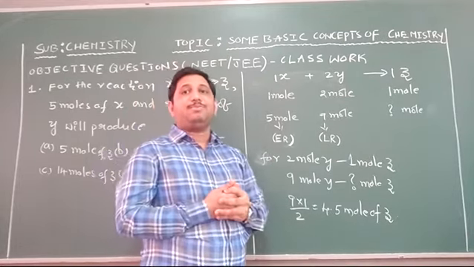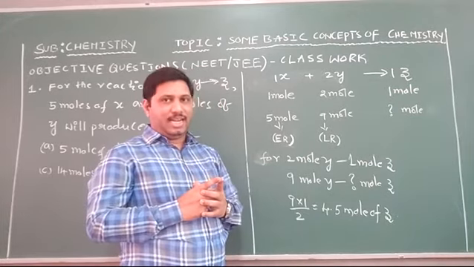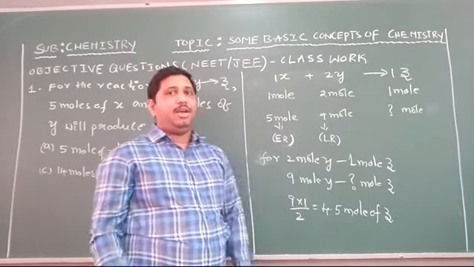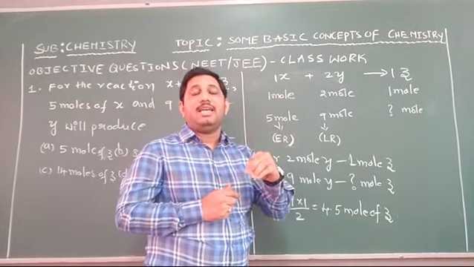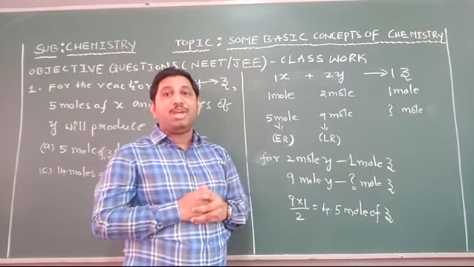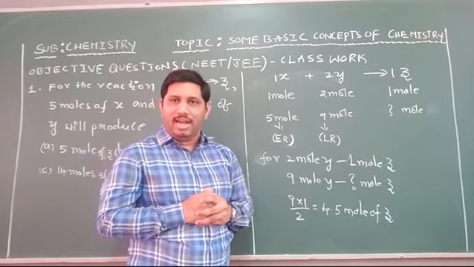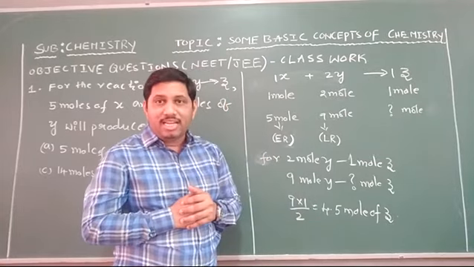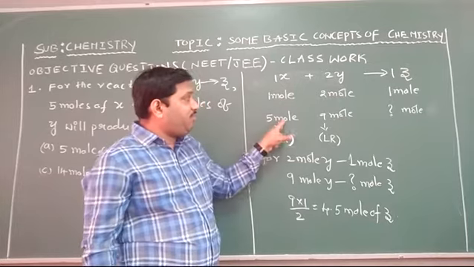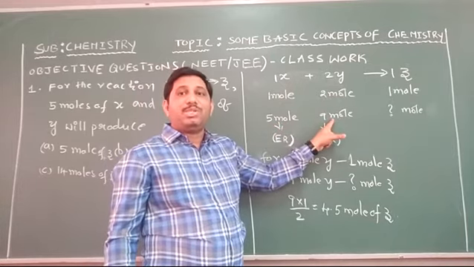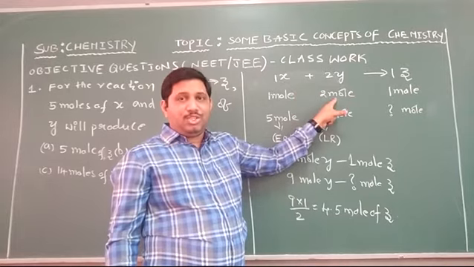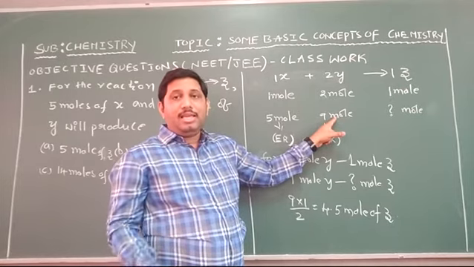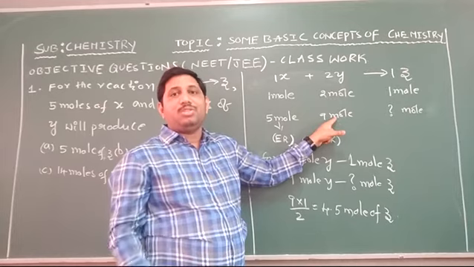Here we are using the concept of limiting reactant and excess reactant. Let me recall the topic once again, student. Limiting reactant: the reactant which is present less than the required amount and is completely consumed in a chemical reaction is known as the limiting reactant. Here, for 5 moles of x, we require 10 moles of y because the stoichiometric ratio is 1:2. But in the question, they have given 9 moles only. Therefore, the reactant y is present less than the required amount.